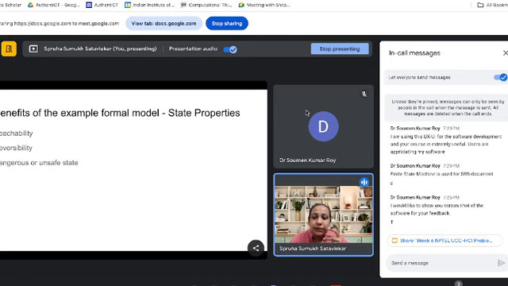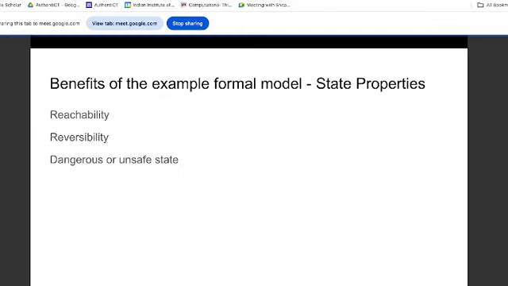So such an unsafe state, where the exact state of the thing may not be predictable, is the unsafe state or dangerous state. Here in this example it is not predictable.